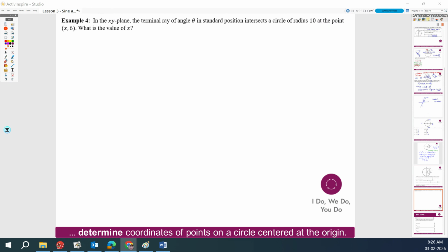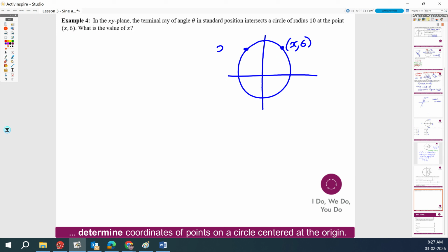Okay, so what are we going to do? We've got a problem we haven't seen. How do we solve it? We've got an xy plane, and the terminal ray of the angle in standard position intersects the circle with radius 10 at point x, comma 6. What is the value of x? So let's try and sketch it a little bit. We've got a circle like this one, and we can see that the y value is positive. So we've got a point here or here where we have x, comma 6. We don't know which one of these two it is yet, as I'm unpacking the question.